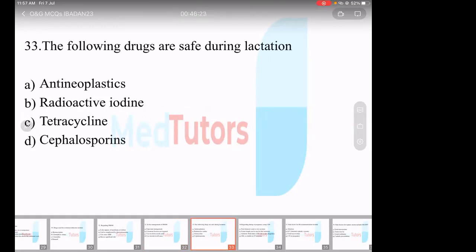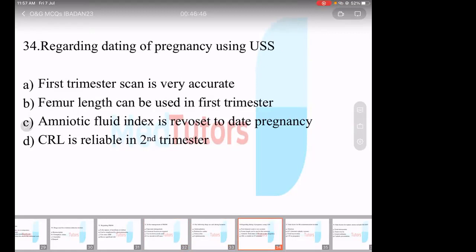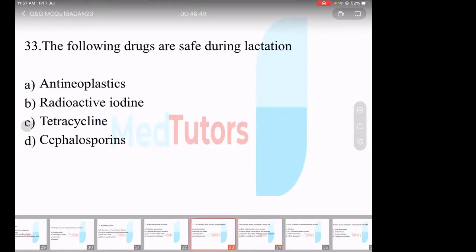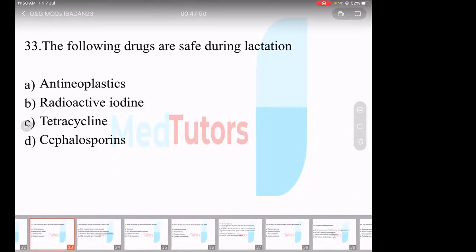33. The following drugs are safe during lactation: A, antineoplastic drugs, anti-cancer drugs. Of course, no, they are not safe. B, radioactive iodine. This is also not safe. C, tetracycline. Tetracycline is also not safe in breastfeeding. It causes staining of the teeth, and it can also retard bone development. Then D, cephalosporins, the antibiotics. These are safe during lactation. So D is the correct answer.